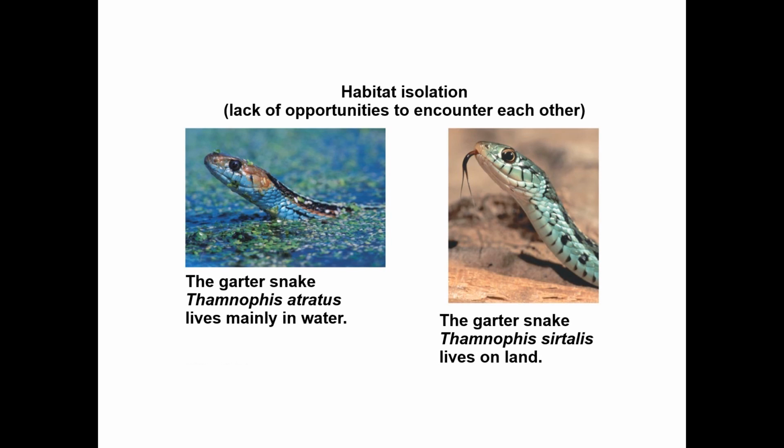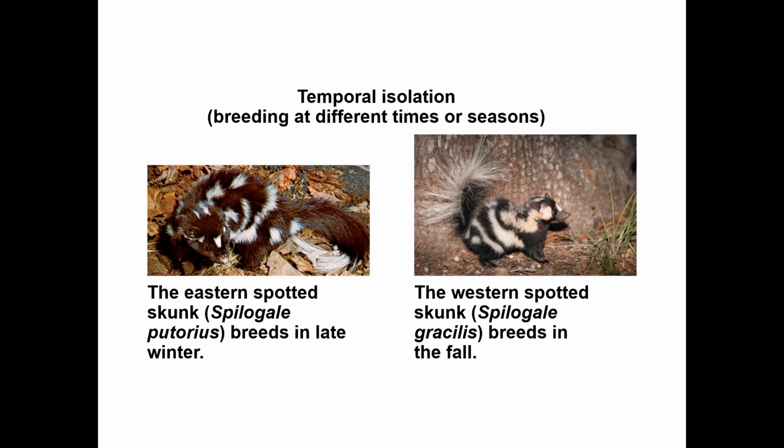Thamnomorphus atratus lives mainly in the water, whereas Thamnomorphus sertalis lives on land. Because they live in completely different locations, they don't have to worry about having to interbreed or not. Another example is temporal isolation.